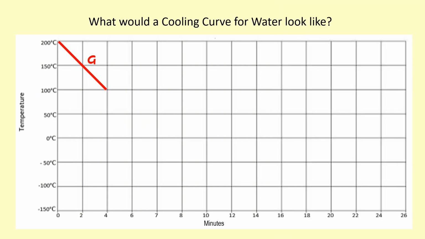At 100 degrees Celsius, the line will plateau and remain the same during the phase change while the particles rearrange. However, since we're cooling the water, or removing energy, it will be changing from a gas to a liquid, or condensing, rather than boiling like it was in the heating curve graph. During this and all phase changes, the temperature of the substance will remain constant. Once the water is 100% liquid, the temperature will begin to decrease again as energy is continually removed.